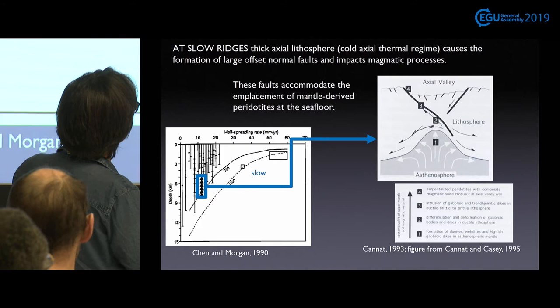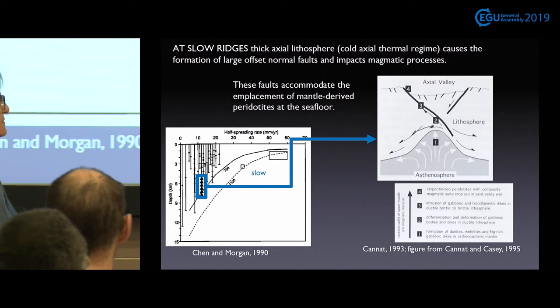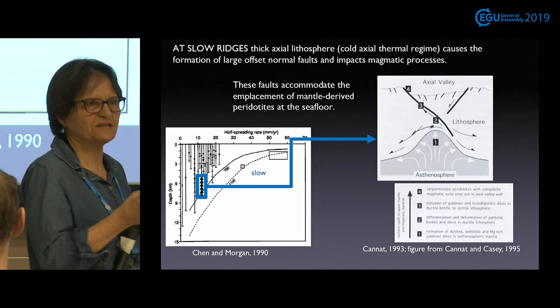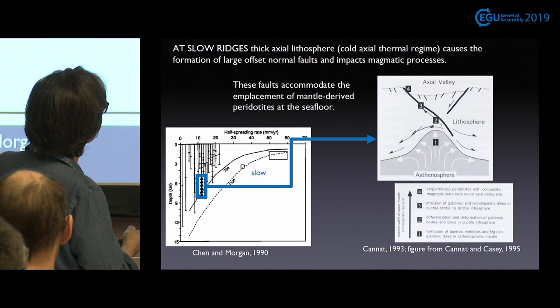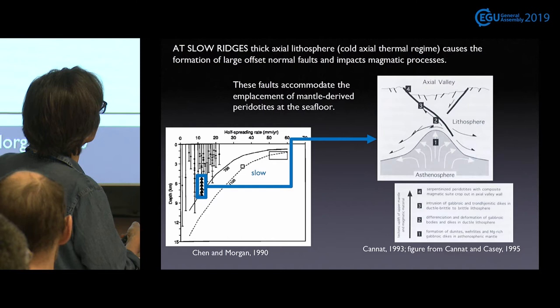And what we discovered, that these faults were not just kind of cutting a little bit, having offsets of a few kilometers. They were having offsets that were enough to accommodate the emplacement of mantle-derived peridotite at the seafloor. In other words, you've got the asthenospheric mantle here. It cools as it hits the base of the crust of the plate, and then the faults are able to take it up all the way to the seafloor.